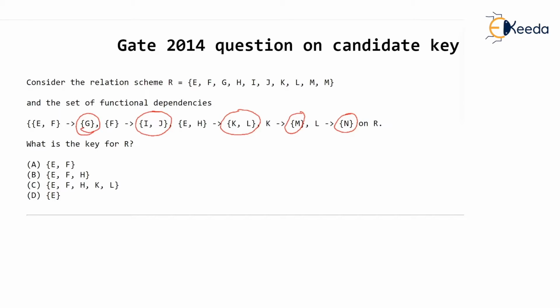Now you see among all the right sides, which attribute does not come at all in the right side of any of the functional dependencies. I'm writing the attributes which come in the right hand side. G comes in the right hand side. Yes, G is there. I, J is also there. Both these attributes here I am ticking. KL is there. Okay, KL on the right side. M is there. And N is also there on the right side.